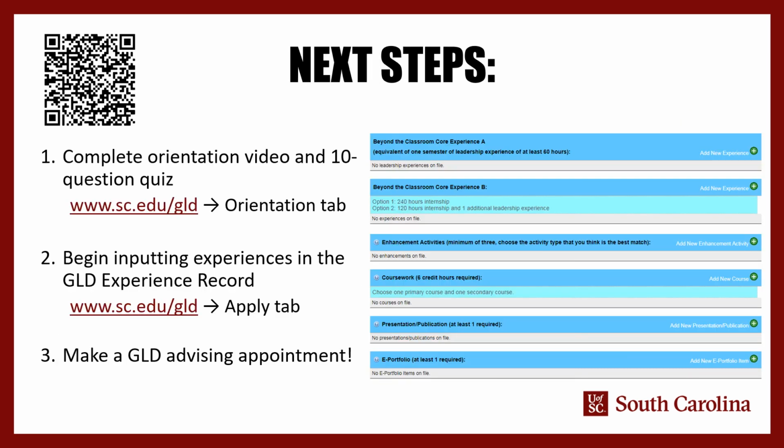So if you have decided that GLD is something that sounds interesting to you, or you are already meeting some of those requirements, I would encourage you to complete these next steps. First, visit the GLD website and watch the orientation video. The video lasts about 5 minutes and will ask you to complete a 10-question quiz at the end. From there, you will have everything you need to start your GLD application, called an experience record. Begin inputting your experiences and make an appointment with a GLD advisor to discuss your specific needs. The QR code on the screen will take you straight to our appointment scheduling system.